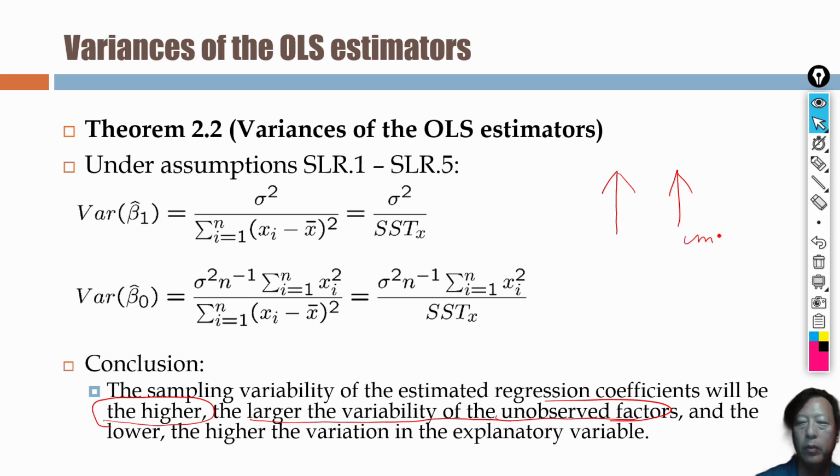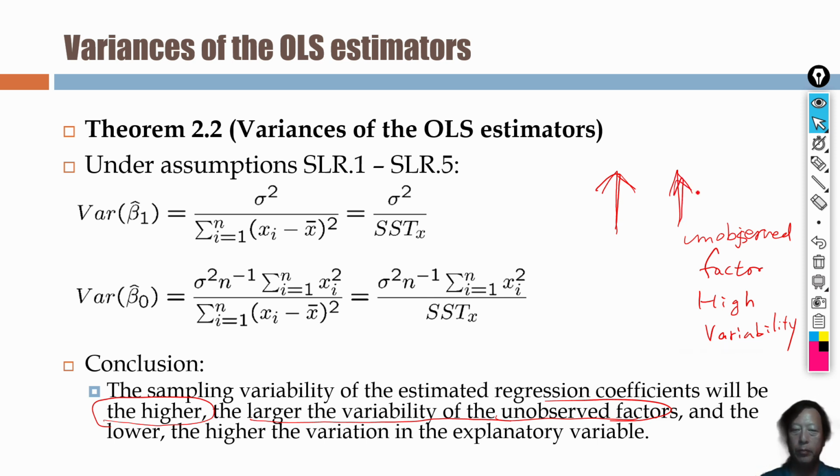So if you have a high variability here, then the unobserved factor also has a high variability. And if it's low, this is low. What does it mean? It means the unobserved factor has a higher variability.